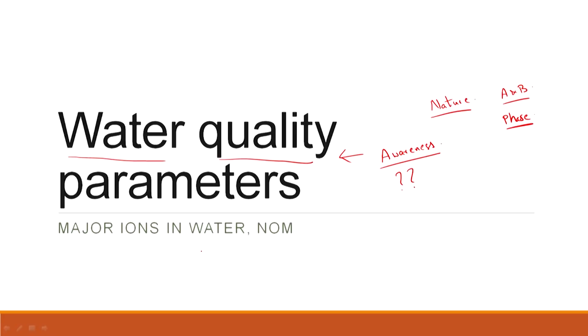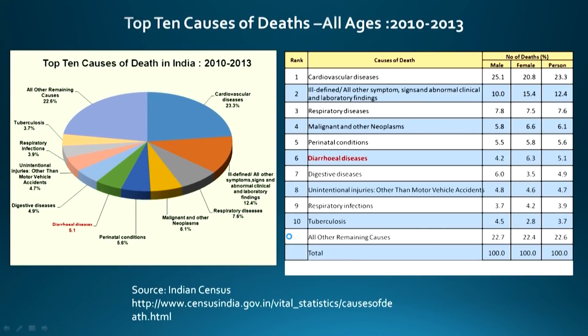So, what are we going to look at? Water quality parameters and major ions in water and natural organic matter, right. So, again why, let us look at what we have. Top 10 causes of death, again this is for the concerned but selfish citizen, right. Why do I need to care, right. Okay, top 10 causes of deaths.